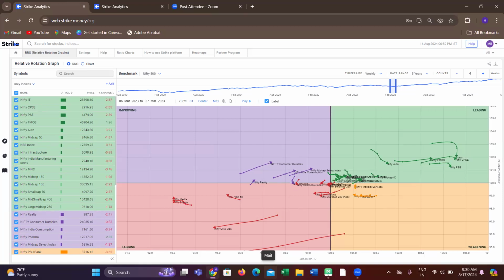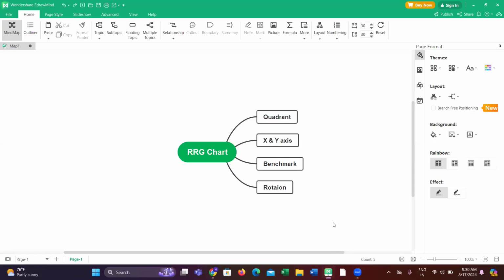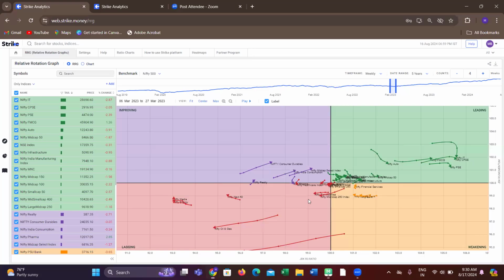Rotation helps identify and shift to the potential opportunities, as I covered at the last, right? So these are the things that you need to look for as a starting point. Understand the quadrants, understand the x and y axis, what those represent, what is the benchmark. I always select Nifty 500 because it covers a massive number of stocks and the rotation of the RRG chart, right? The rotation of the tail, not the RRG chart.